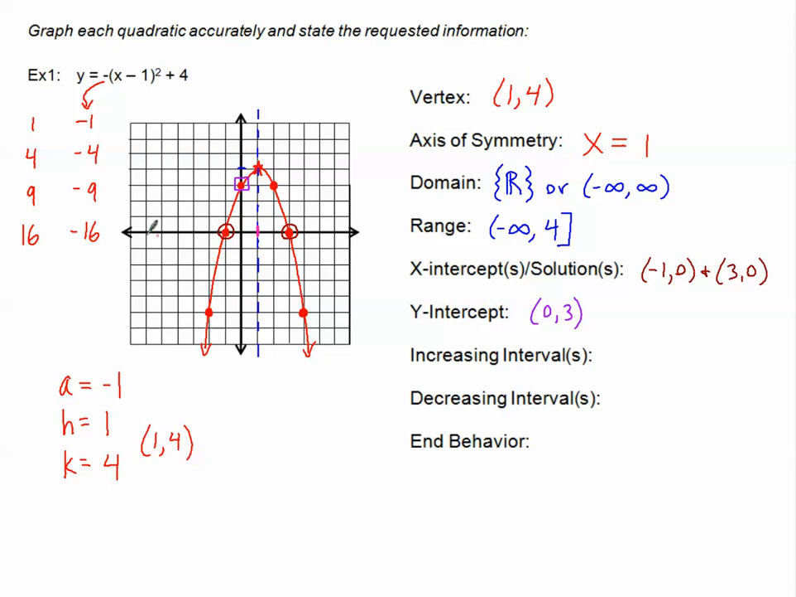So we are increasing from negative infinity. Increasing and decreasing intervals, remember, are always along the x-axis. So we're starting here at negative infinity and we're increasing all the way until we get to an x-coordinate of 1. So our increasing interval is from negative infinity to 1. Remember, we never include endpoints for increasing and decreasing. So there's our increasing interval.